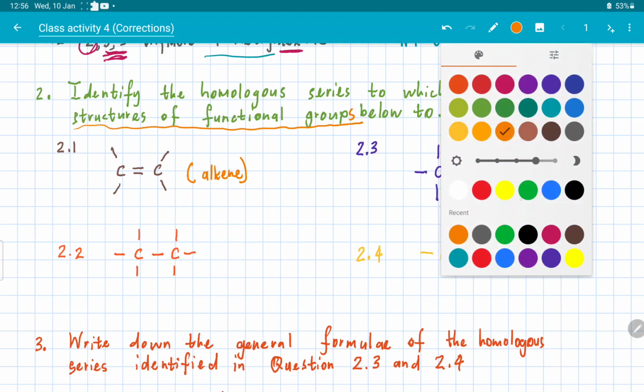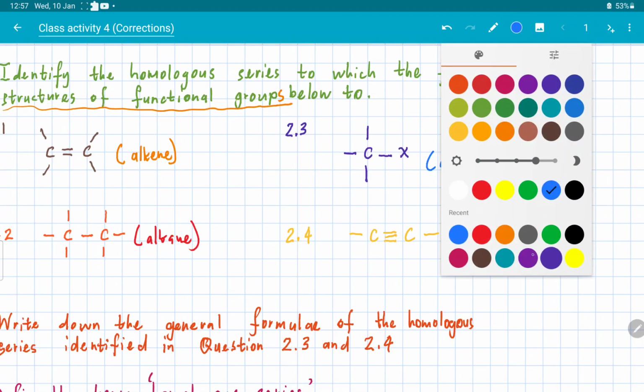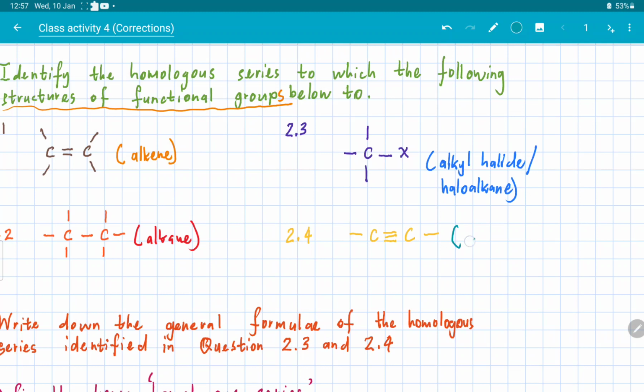So alkene, the other one is an alkane, because there are single bonds between carbon atoms. And then this one is an alkyl halide, also called a haloalkane. Then the fourth one, this one, is an alkyne, because alkynes have a triple bond between carbon atoms.